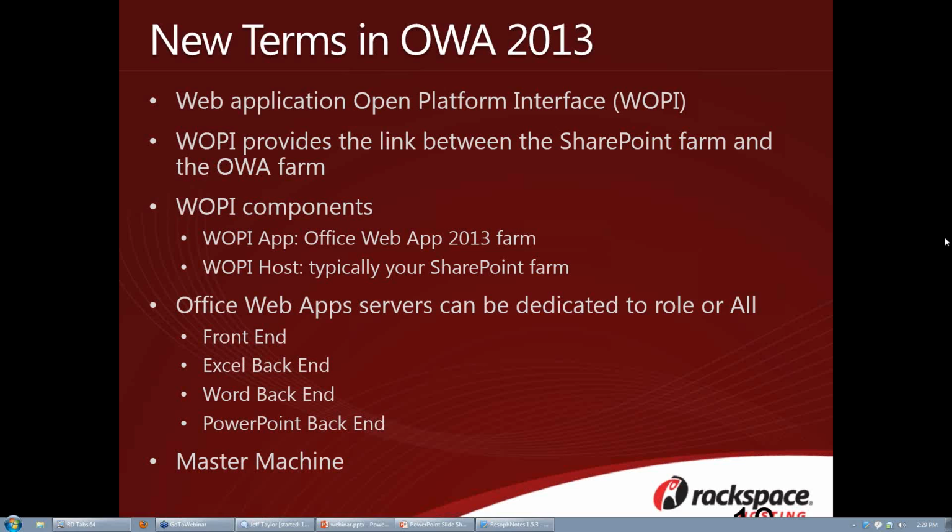Okay, so now the concept of the master machine. This is one of those things that you just have to keep in mind. When you create your first server, your first Office Web Application server, that particular server is termed the master machine. Basically, it is the controlling unit of the farm. It carries a special property within itself that maps out the rest of the servers within your farm. So when you add in additional servers, the master machine takes account of those additional servers and keeps track of what servers are there.